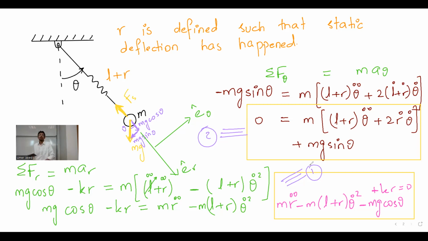Two unknowns. You have two unknowns. One unknown is R. The other unknown is theta. And how many initial conditions do you need?